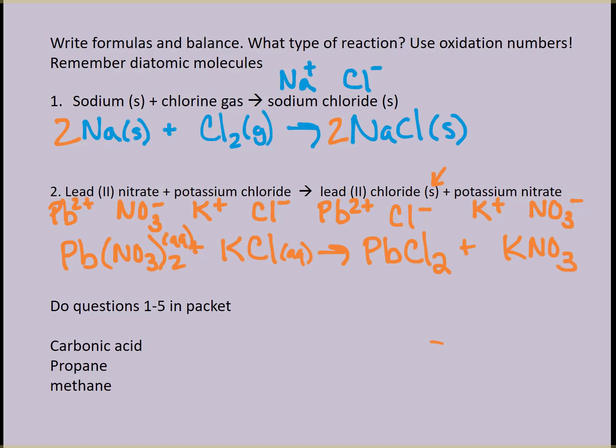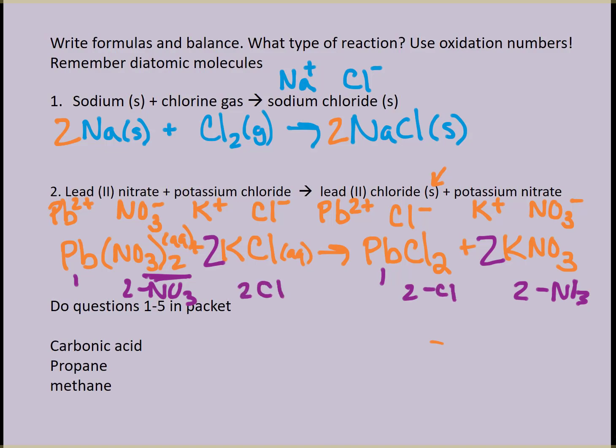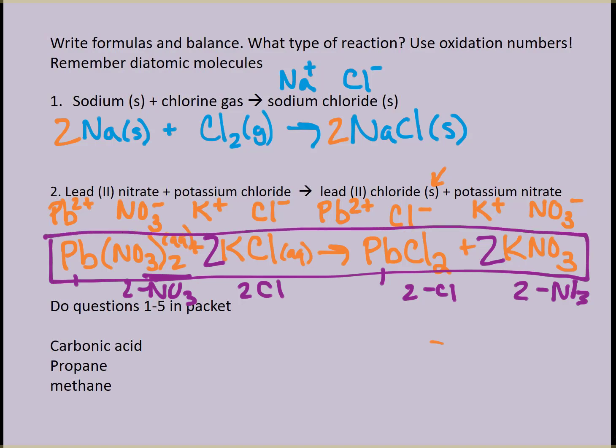All right, let's go ahead and balance this. I can see I have 2 nitrates over here, so I'm going to put a big 2 in front. And that changes my potassium, so I'm going to put a 2 there. And I think it's balanced. So let's double check. So I have 1 lead on each side. I have 2 nitrates on each side. I have 2 chlorines on each side and 2 potassiums on each side. So this is balanced. So this is a precipitation reaction because I get a solid.